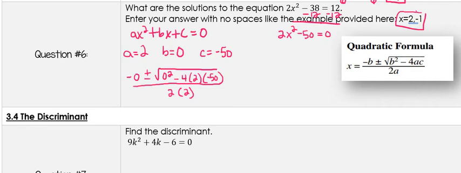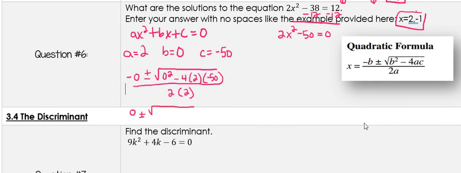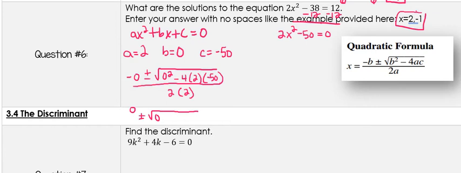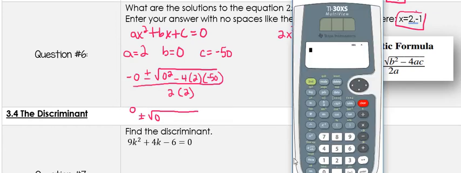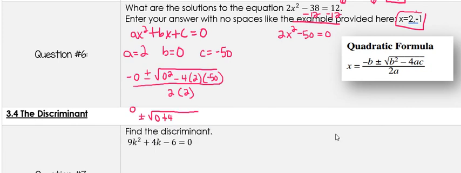All right, now comes the part where we do all of our simplifying. So we are just going to have 0 plus or minus the square root of 0. And then I've got negative 4 times 2 times negative 50. So if you want, you can go ahead and pull up your calculator and just give that a quick plug in to make sure that we don't make any mistakes with our multiplication. And we should be getting 400. Okay, so I'm going to add 400. And that's going to be all over 4 because 2 times 2 is 4.